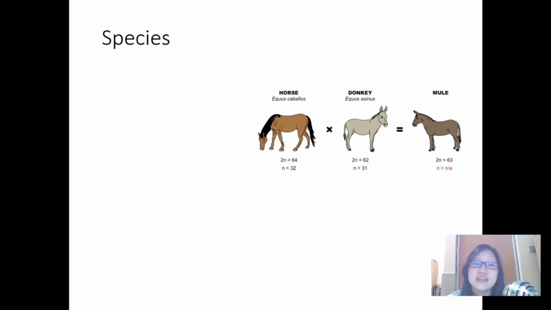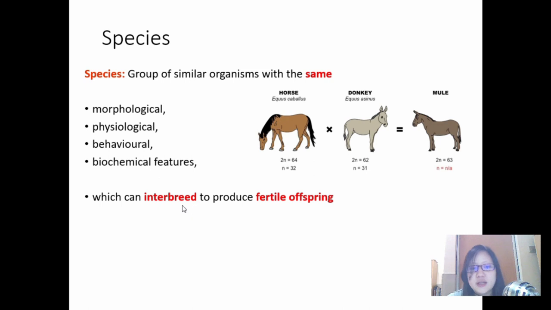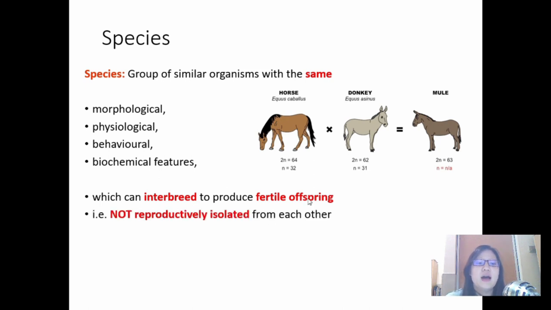Now before we go into the process of speciation, which is basically the process of forming new species, we first need to define what a species is. So a species is actually a group of similar organisms with the same morphological, physiological, behavioral, biochemical features, and which can interbreed to produce fertile offspring, i.e. they are not reproductively isolated from each other. Morphological refers to appearances, physiological and biochemical features refer to molecules and processes inside the animal, and behavioral is obviously the behavior of the animal.